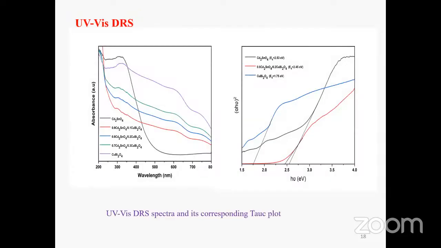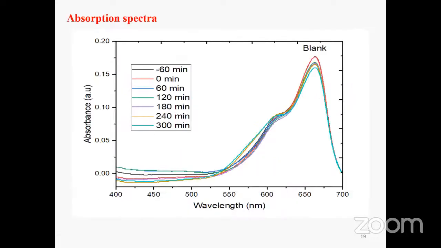And this is a Tauc plot of the best composite along with the parent compound, the right side one. The left side one is the UV-DRS spectra of all the compounds that we have prepared. And this is the absorption spectra. Actually, we have performed photocatalytic activity under the presence of visible light for 3 minutes.